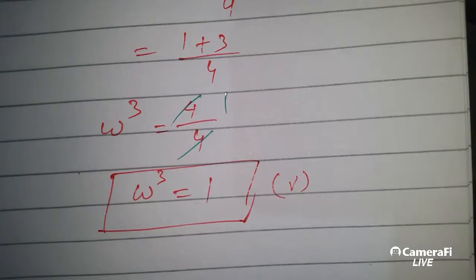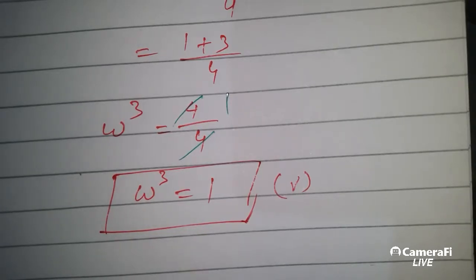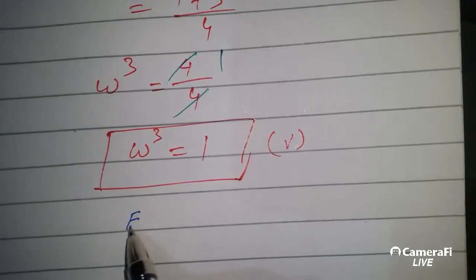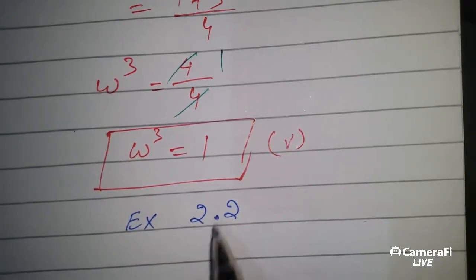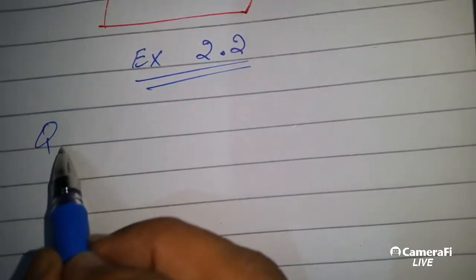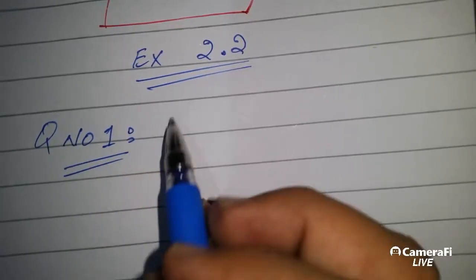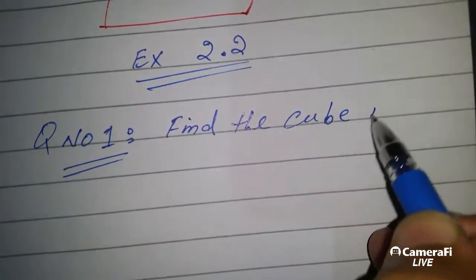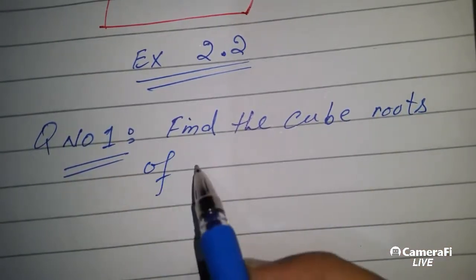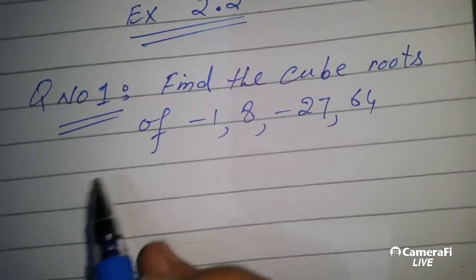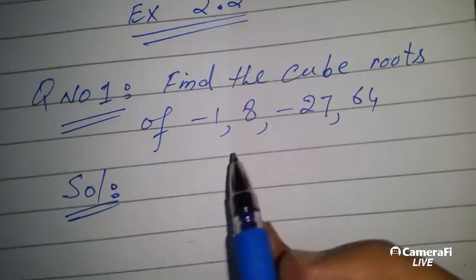Let's solve a problem. Let's quickly jump to the exercise. Exercise 2.2. Question number 1. Find the cube roots of minus 1, 8, minus 27, 64. One by one we take the roots.